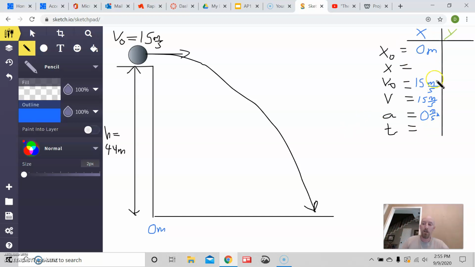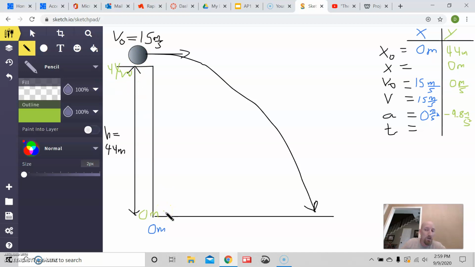So in your x column, you're going to have things that look like this. Let me show you how I decided on these. They said that the cliff was 44 meters high. So I'm going to call this down here at the ground my 0 mark in the y. That'll be 0, which means it is above that 0 mark. So I'm going to call this up here my positive 44 meters.